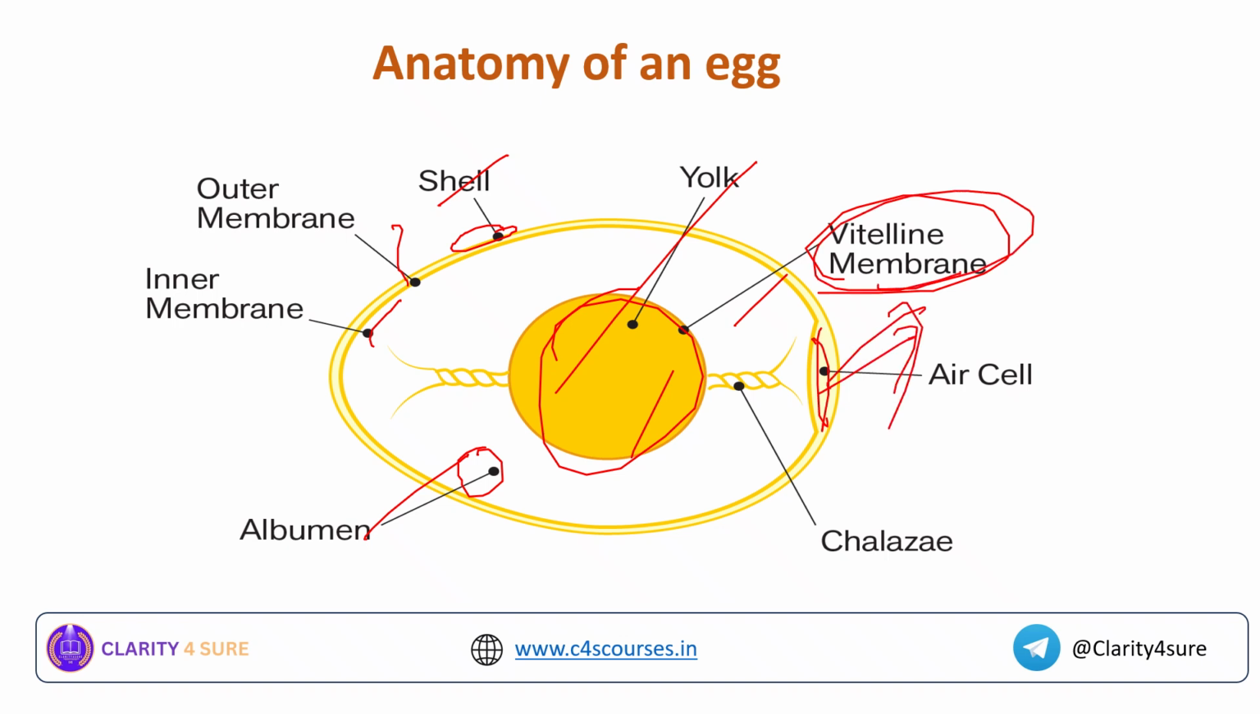See, this air cell actually indicates the freshness of an egg. Okay, then it is Chalazae. Okay, this is a Chalazae which actually holds the yolk in its position. Okay, so this is in simple related to the anatomy of an egg. Okay, these are the parts of an egg. Why am I discussing the anatomy of an egg? Because there are chances to get a question from this anatomy as well.